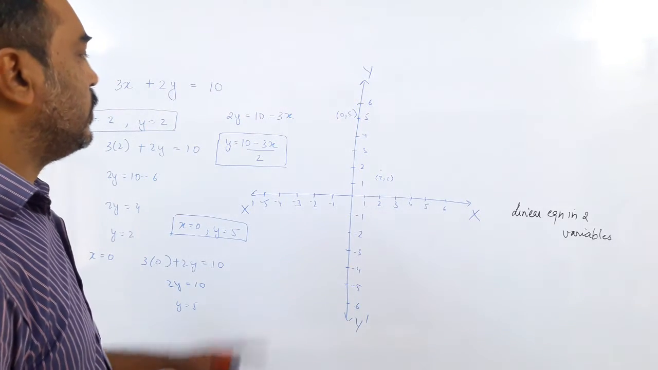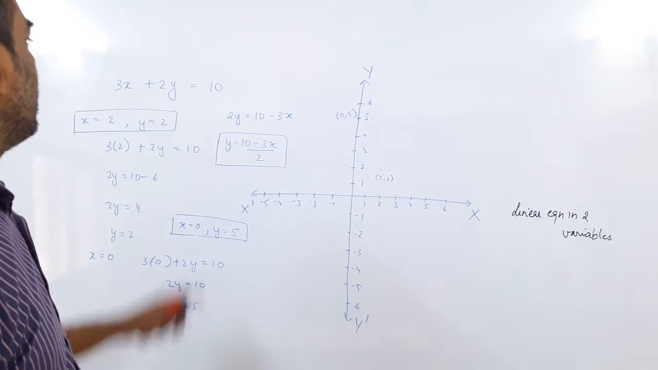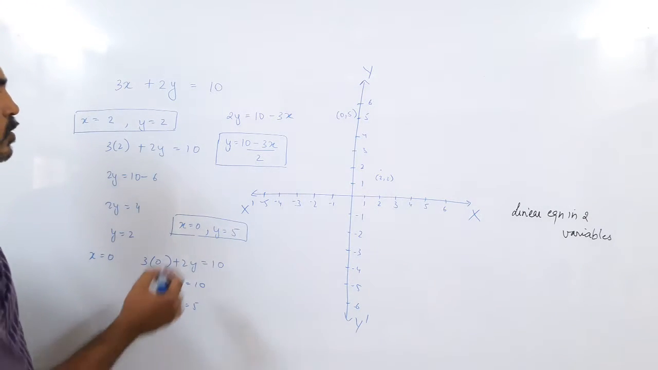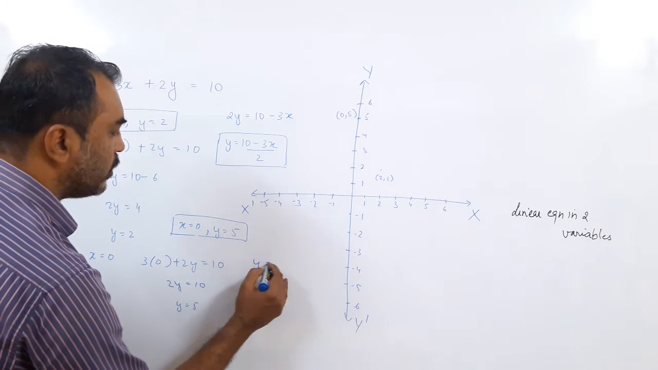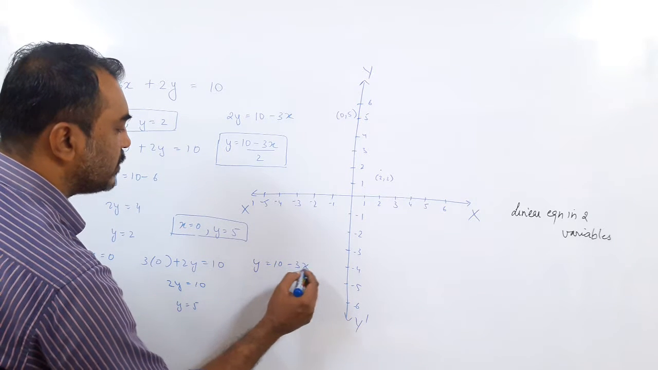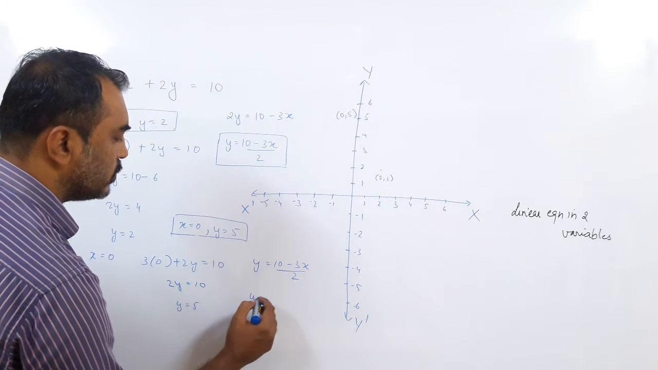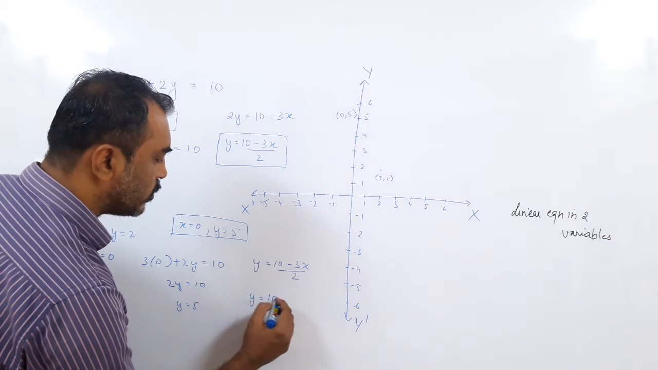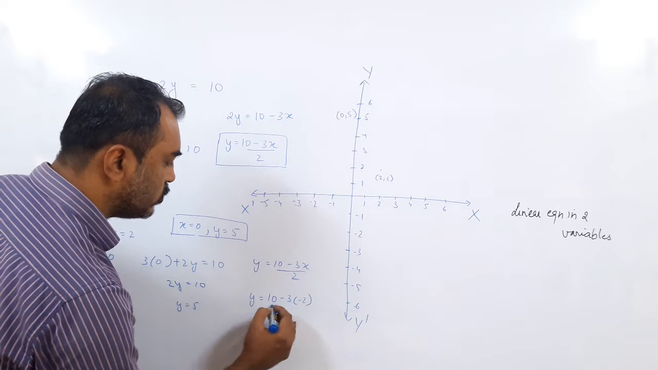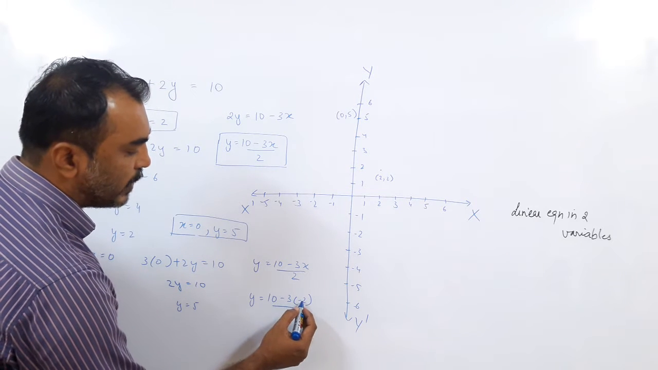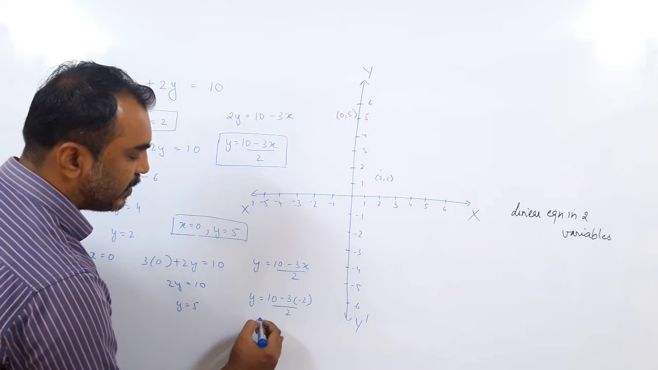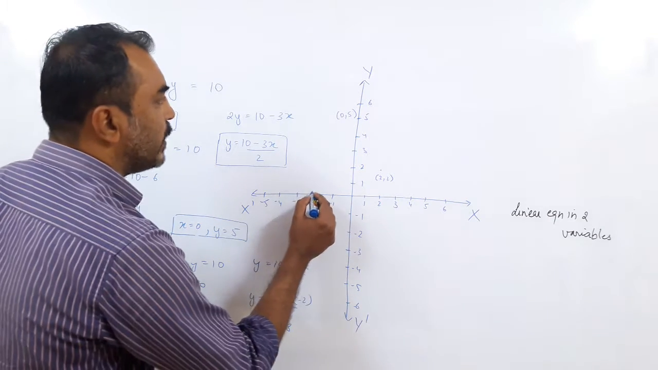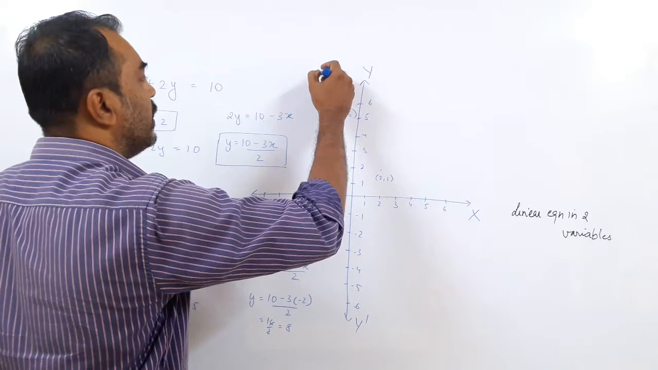Okay? Now let us go further. Now you can see here the formula is y equal to 10 minus 3x the whole upon 2. So let me take x equal to minus 2. So 10 minus 3 into minus 2 upon 2. Minus 3 into minus 2 is plus 6. 10 plus 6, 16. 16 upon 2 is 8. So when x equal to minus 2, y is equal to 8.